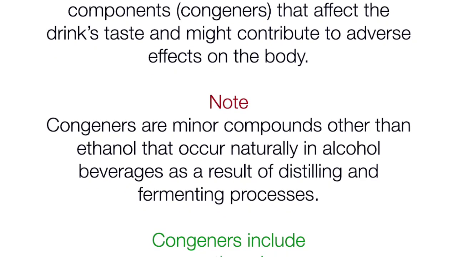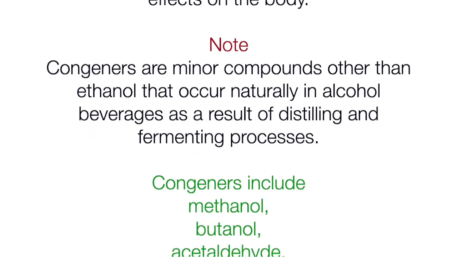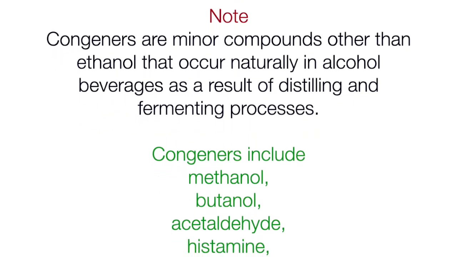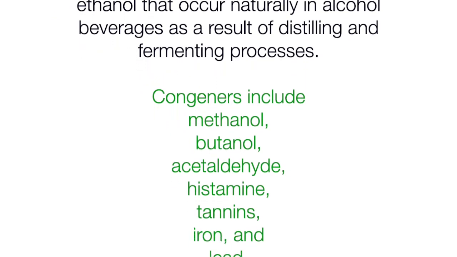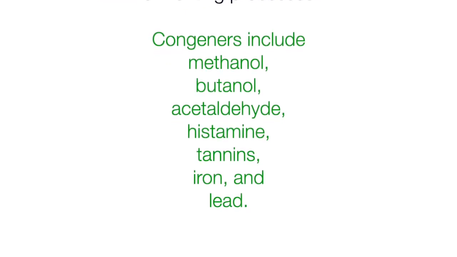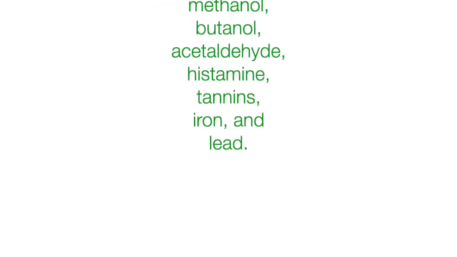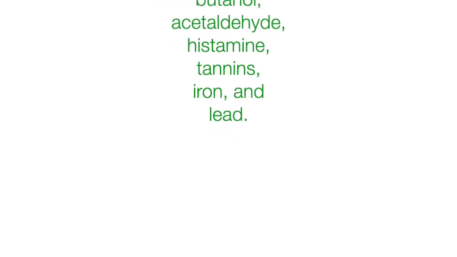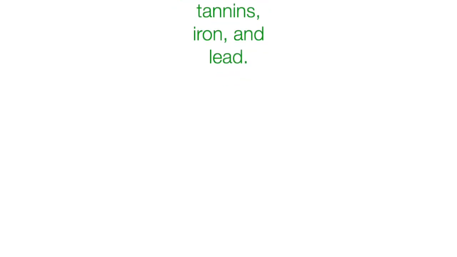Congeners. These beverages also have additional components called congeners that affect the drink's taste and might contribute to adverse effects on the body. Note: congeners are minor compounds other than ethanol that occur naturally in alcohol beverages as a result of distilling and fermenting processes. Congeners include methanol, butanol, acetaldehyde, histamine, tannins, iron, and lead.